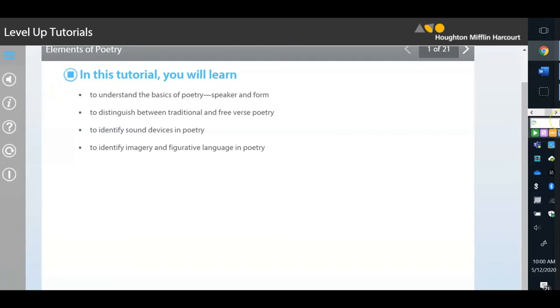In this tutorial, you will learn to understand the basics of poetry, speaker, and form. To distinguish between traditional and free verse poetry. To identify sound devices in poetry. To identify imagery and figurative language in poetry.